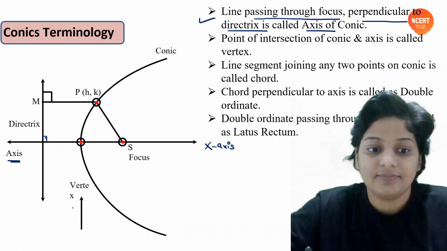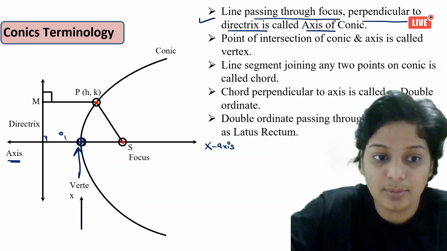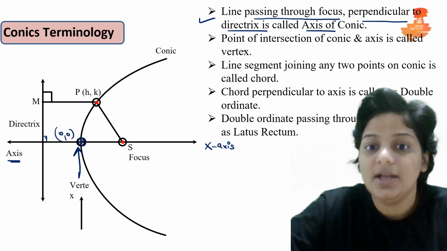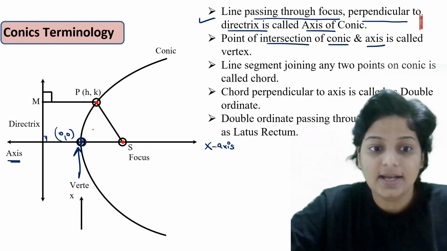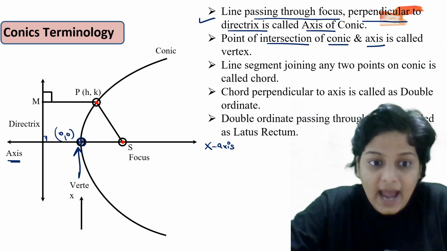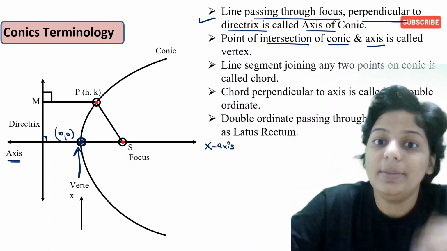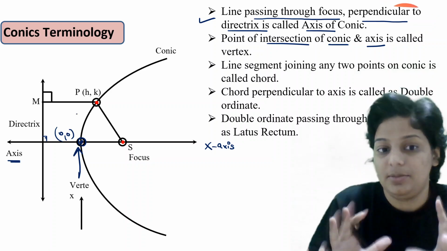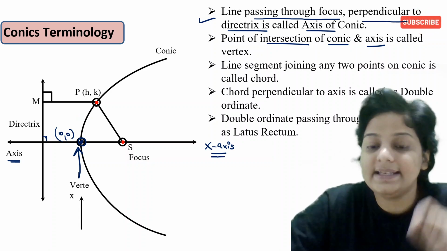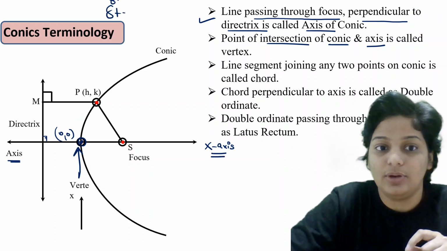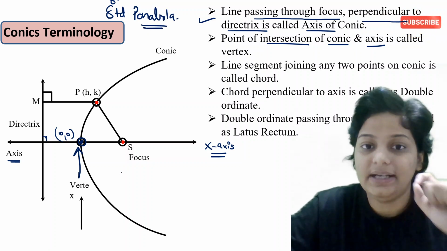Next, vertex. This point is called as vertex of the parabola. Here it is 0, 0, origin. So point of intersection of conic and axis. कहाँ पे आपका कोनिक सेक्शन और एक्सिस मीट हो रहा है, उस पॉइंट को कहते हैं वर्टेक्स. ये 0, 0 कब होगा बेटा? ये स्टैंडर्ड पैराबोला के बारे में मैं बात कर रही हूँ. स्टैंडर्ड पैराबोला में ये वर्टेक्स 0, 0 होगा एंड एक्सिस x होगा. We'll come to standard parabola in next slide, but let's understand.